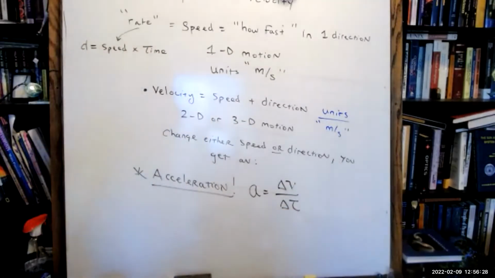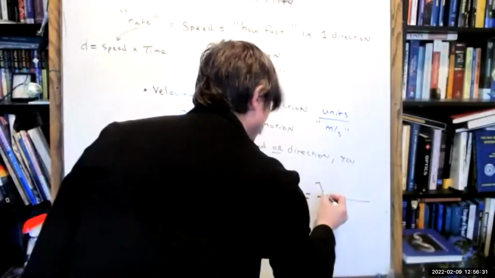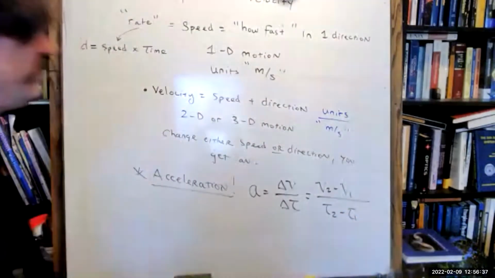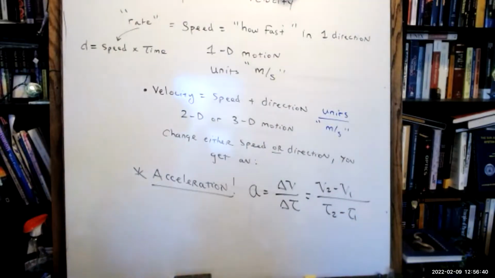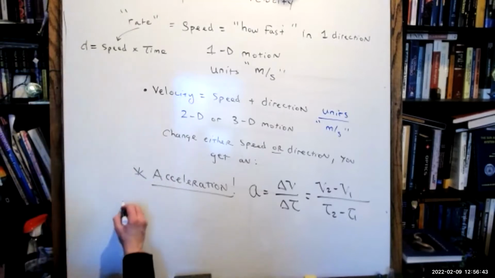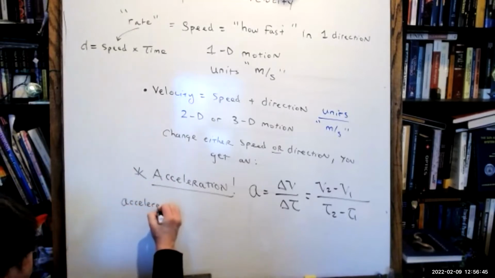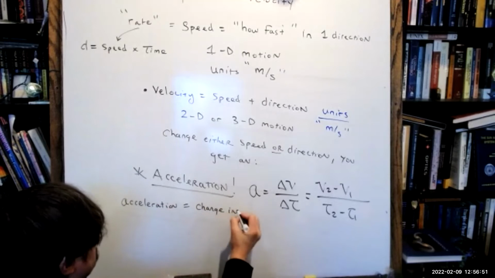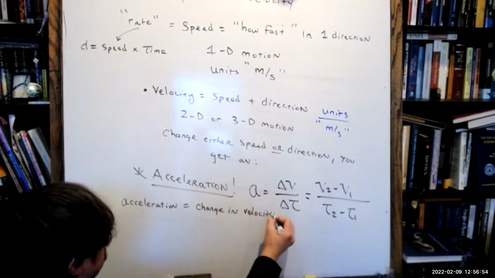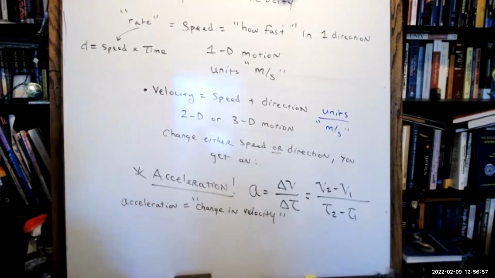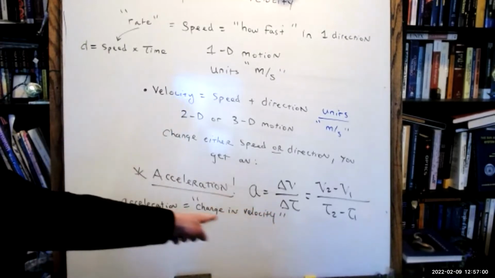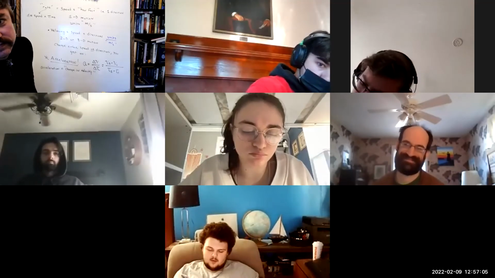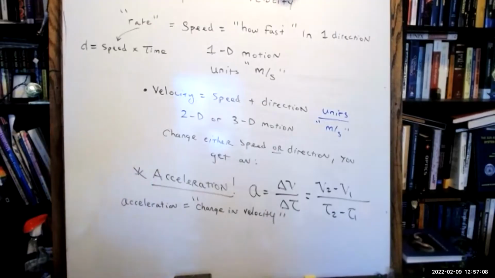Here I'm using these little delta symbols from mathematics. V2 minus V1 over T2 minus T1. So if I wanted to define in a cheap sense an acceleration, I could say an acceleration is basically a change in velocity. Now, people usually say a change in velocity with respect to time, but that almost seems semantic because almost everything takes time, right? It's a change in velocity.